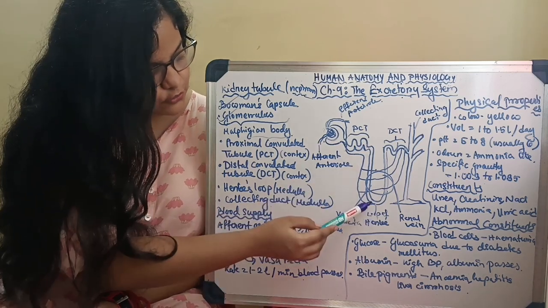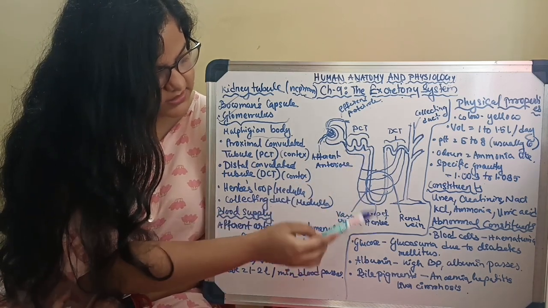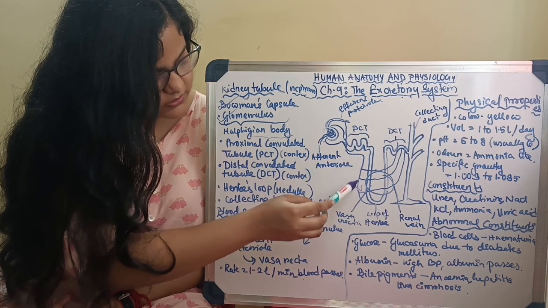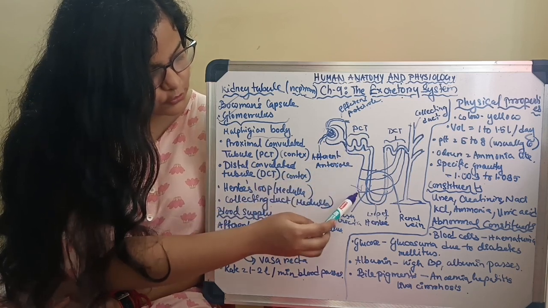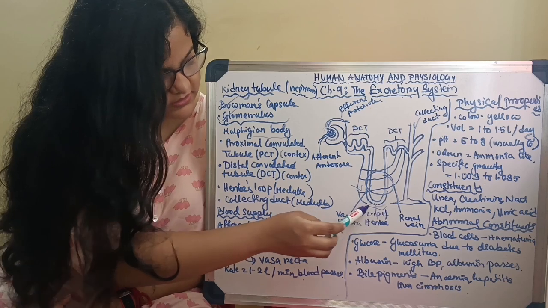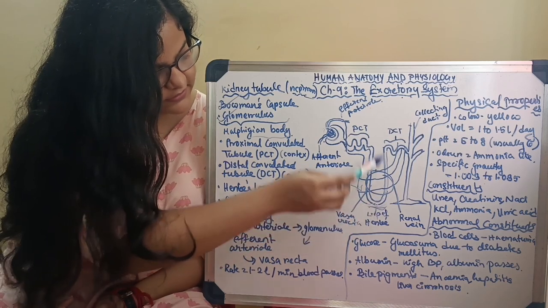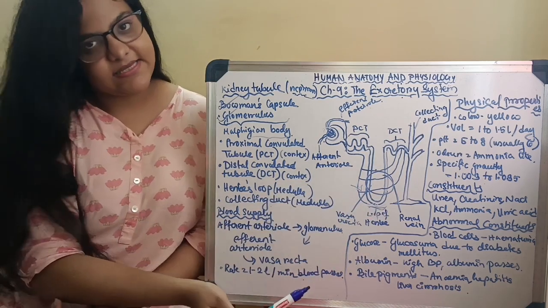Now this Henle's loop is divided into three parts. This loop is known as the descending loop. Here this one is the transcending loop, and here this one is the ascending loop.